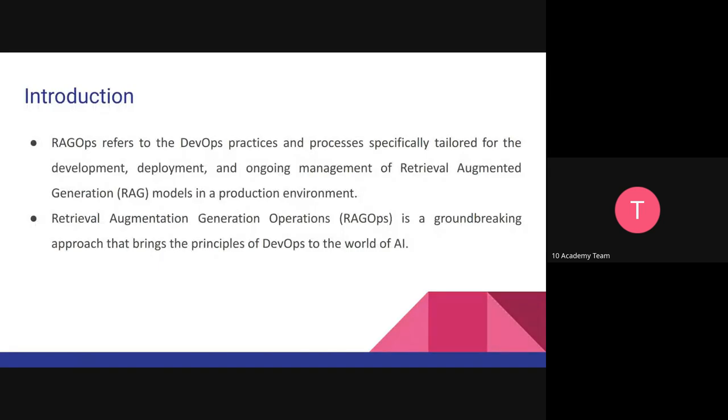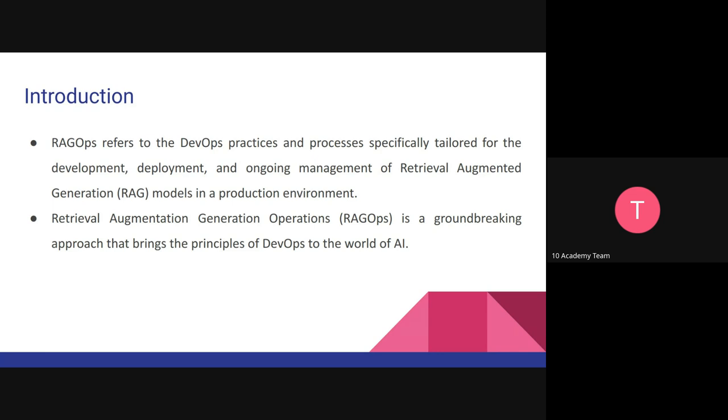So if you already have a background in Web2 development with applications, I would assume you are familiar with DevOps. The same principle is happening for machine learning models, including RAG. The alternative to DevOps in machine learning projects is RAGOps in RAG applications as well. So basically, RAGOps refers to the DevOps practice and process tailored for development, starting from scratch with the development of your application, to deployment, and after deployment, the ongoing management of your application. This entire process, we call RAGOps for AI-related projects.